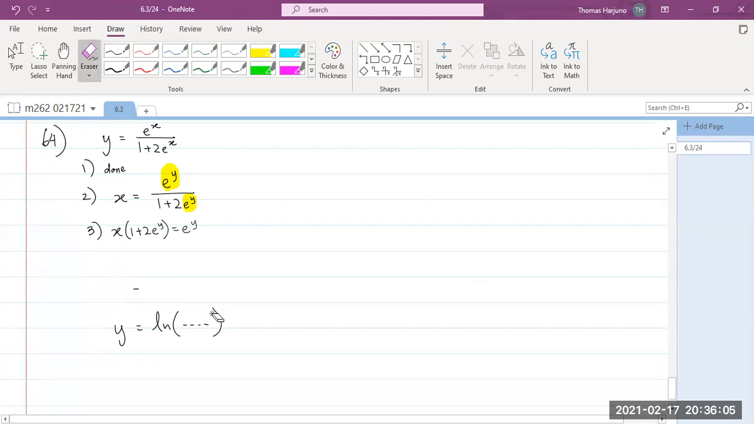Let me shift this down. x plus 2x e to the y equals e to the y. From here, I put e to the y together, right? So x equals e to the y minus 2x e to the y. And then factorize e to the y.